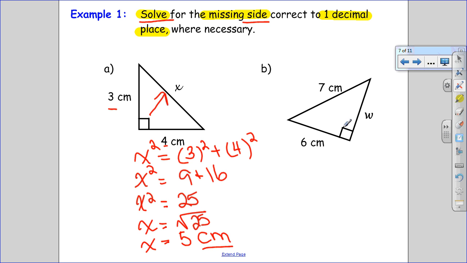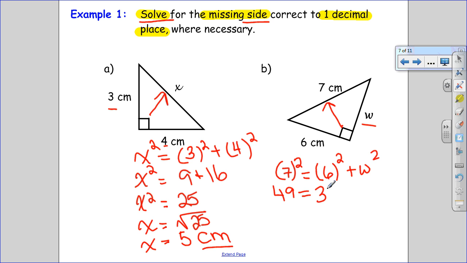In part B, again, I'm looking for side W. It's a right-angled triangle, so I can use the Pythagorean theorem. Find my right angle, draw a line right across, and the side that stands alone is the 7. Not the W, it's the 7. So I write 7 squared equals 6 squared plus W squared. The math takes control. I've got to simplify everything as much as I can first. So 49 is 36 plus W squared.